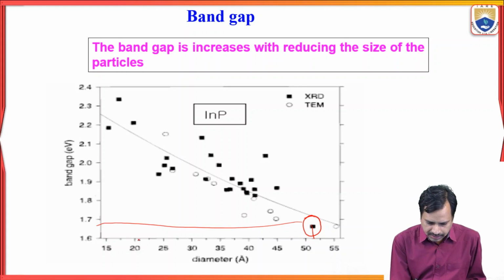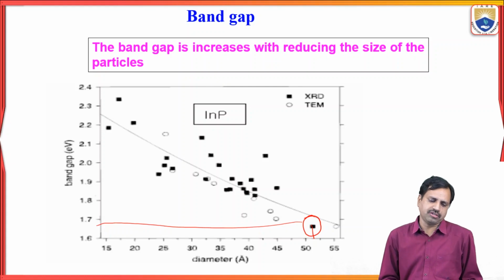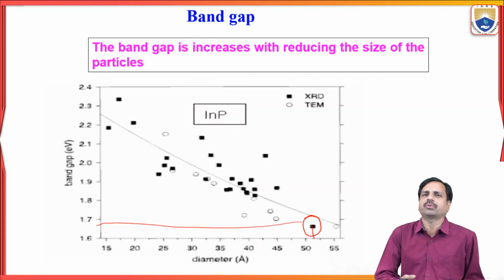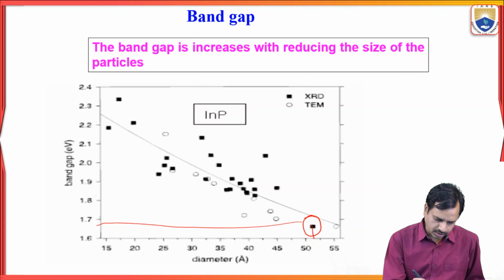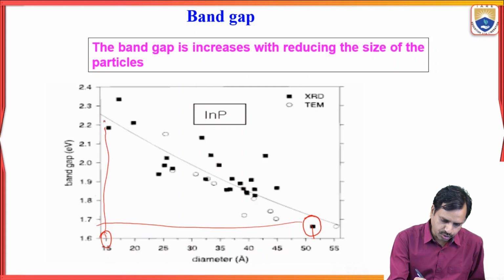Similarly, the nanoparticle size is the diameter. Nanoparticle size means the diameter will be 2 times its particle size. Now if it is 1.5, you can see here the particle size is 1.5, the band gap is 2.